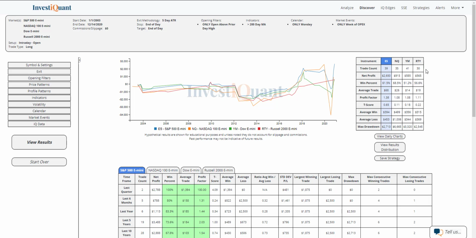And if we take a look at the win rates on these, looks like the S&P has closed above the opening print about 62% of the time on these 39 samples. The NASDAQ 35 samples has closed above the open 69% of the time, so a very strong number there. The Dow, much more neutral at 51% of these have closed above the open, and then the Russell has closed above the open 57% of the time on its 30 samples.